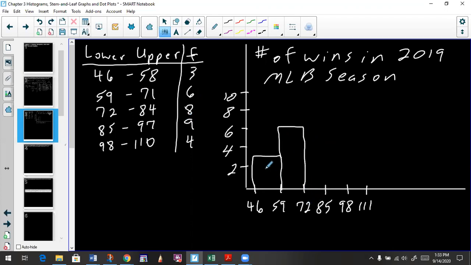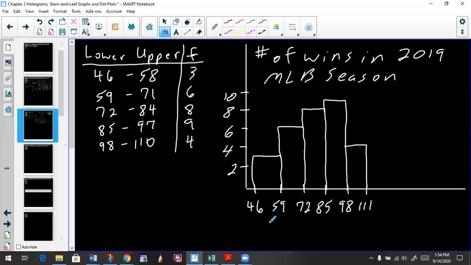Okay. The 72 to 85, 72 to 84 should go up to 8. So from here. The next bin goes up to 9. And then you got a big drop off down to 4. And sometimes you'll see where people will put the numbers above it or inside the bin. So maybe someone will put a 3 and a 6 and so on to make it easier to read.